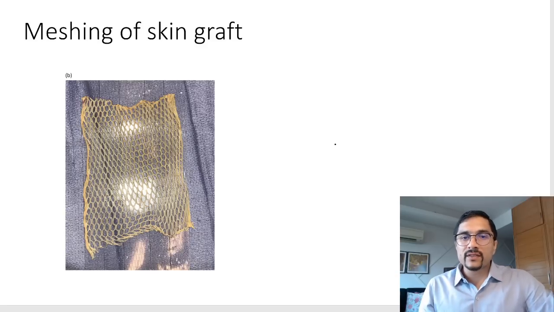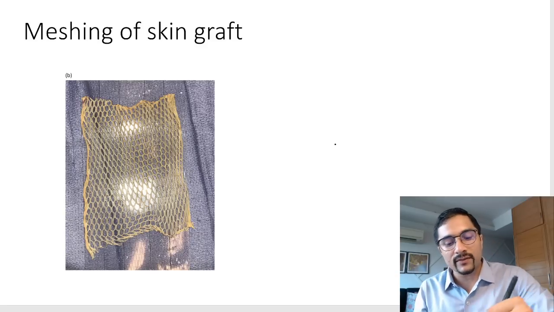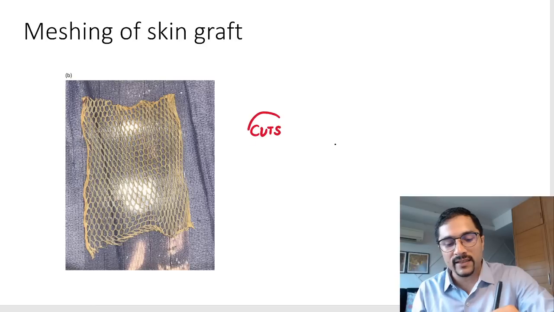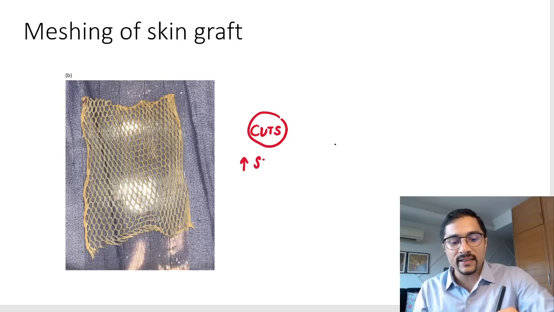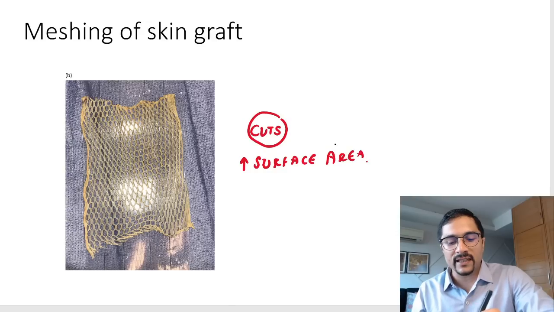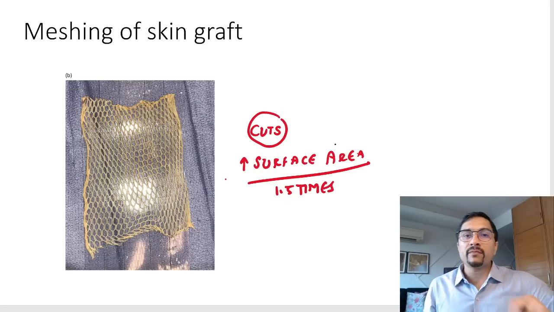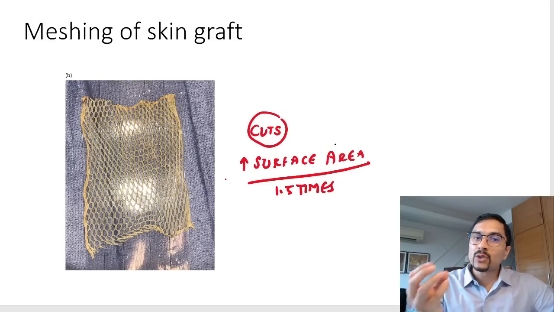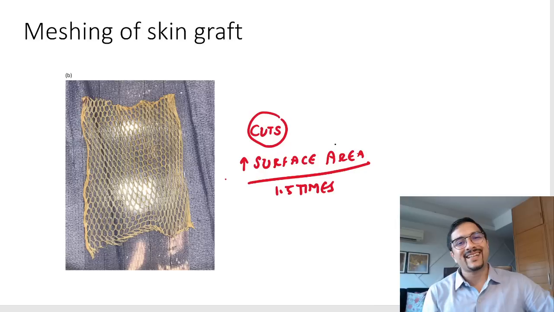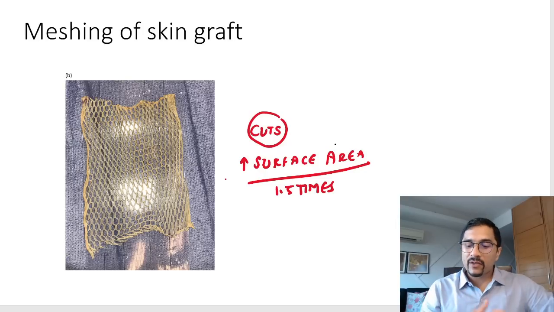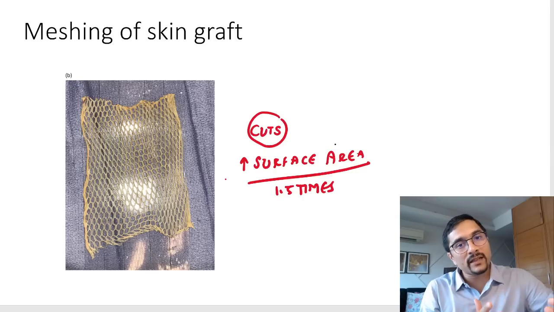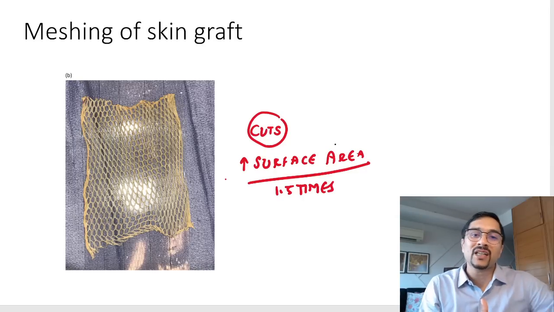This is meshing of the skin graft. Meshing of the skin graft is we make cuts in the split thickness skin graft, and this increases the surface area. Right, this increases the surface area, and it can increase the surface area by 1.5 times. Another advantage of making these cuts is that hematoma or fluid will not get collected beneath the graft. And if hematoma and fluid doesn't get collected, then survival is going to be better, because collection of hematoma beneath the graft is the leading cause of graft failure.